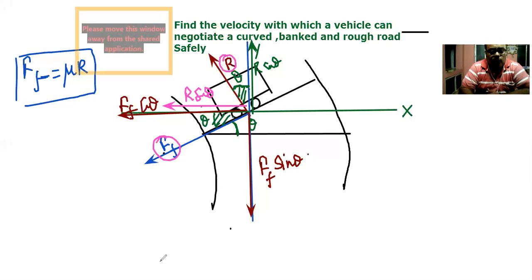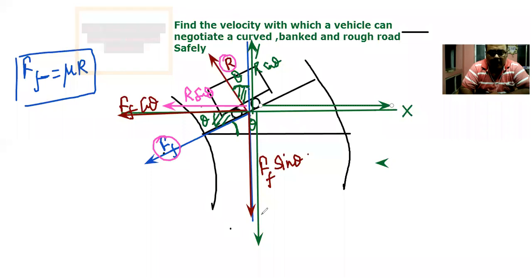But the two forces that are always going to be applied on this particular vehicle are, vertically, mg, and the other, your centrifugal force, that will be directed away. So this is your mg and this is your centrifugal force.